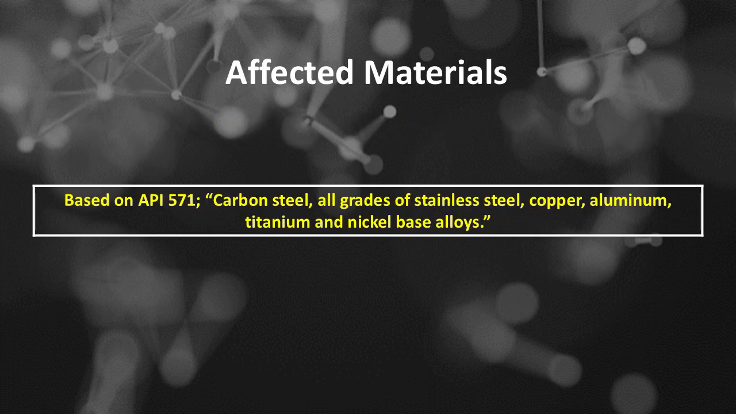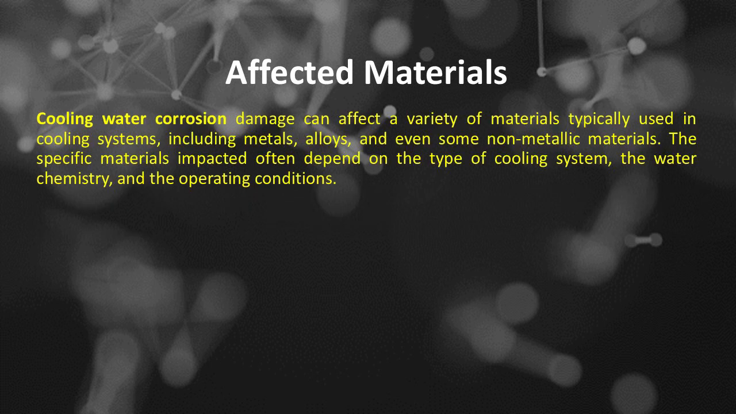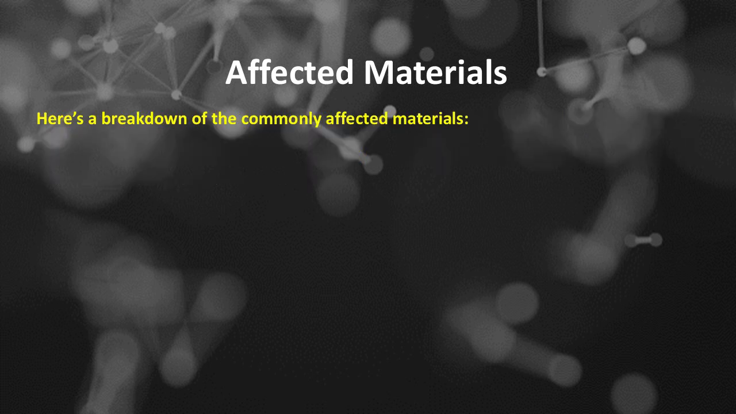Cooling water corrosion affected materials based on API 571: carbon steel, all grades of stainless steel, copper, aluminum, titanium and nickel-base alloys. Cooling water corrosion damage can affect a variety of materials typically used in cooling systems, including metals, alloys, and even some non-metallic materials. The specific materials impacted often depend on the type of cooling system, the water chemistry, and the operating conditions. Here's a breakdown of the commonly affected materials.